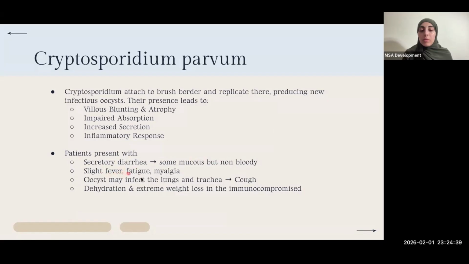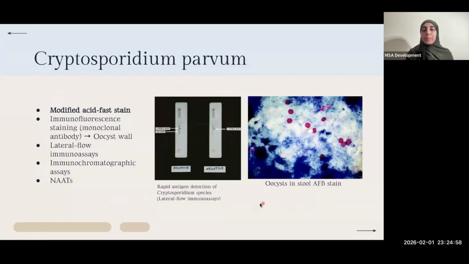They may also get some fever, fatigue, myalgia. The oocyst may infect the lungs and the trachea, leading to cough. And these patients may get dehydration, extreme weight loss because they have diarrhea, okay? And again, this infection is generally seen in immunocompromised patients.